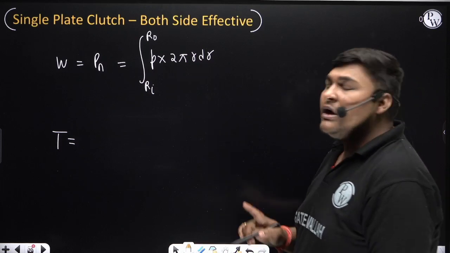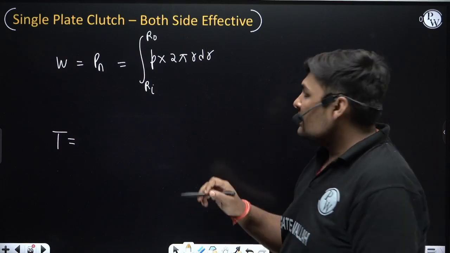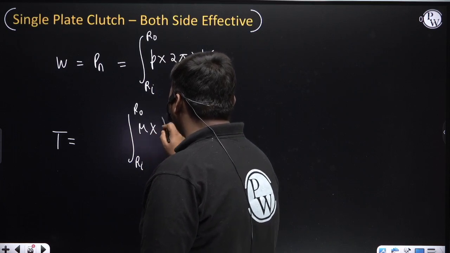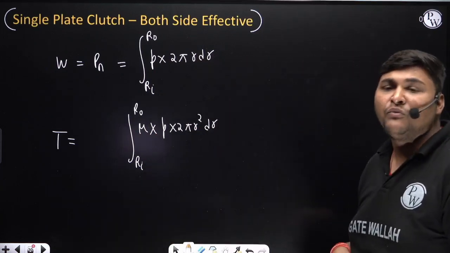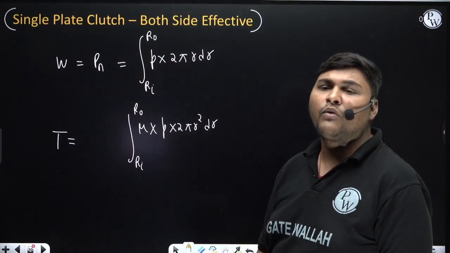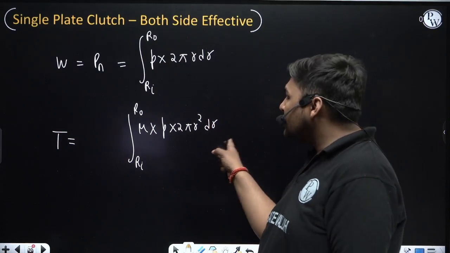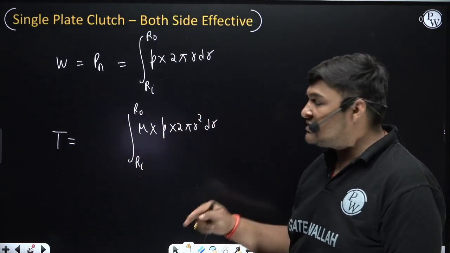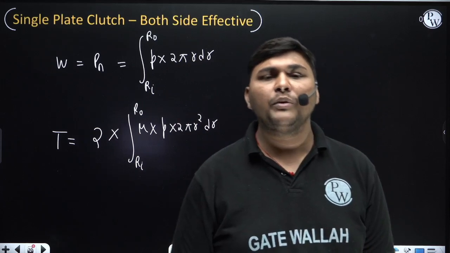What change will come? What is the expression of torque transmitted by the clutch when the number of pairs of contacting surfaces is 1? The expression is the integral from Ri to R naught of mu into P into 2 pi R square dr. It is the expression of torque transmitted by the clutch with one contacting surface. If the number of pairs of contacting surfaces is more than 1, like in this case where the number of pairs of contacting surfaces is 2, what will happen? It is the torque transmitted by one pair of contacting surfaces. What will be the torque transmitted by two pairs? We will multiply this term by 2, meaning we will multiply this term by the number of pairs of contacting surfaces.